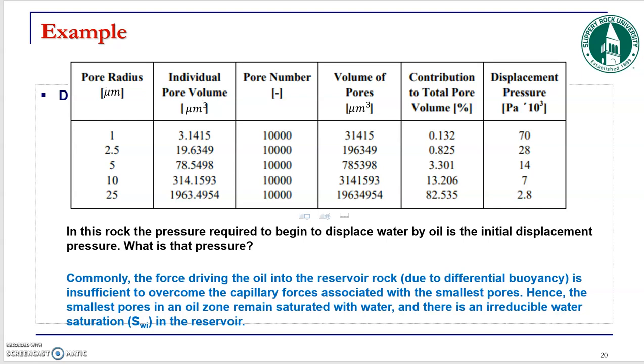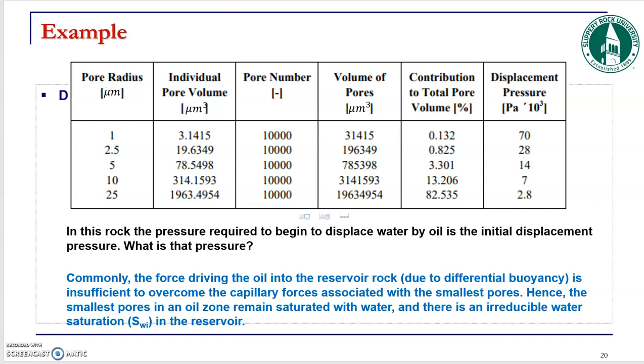based on that you can calculate the contribution to the total pore volume, right? How do you calculate the total pore volume? You just add all the volumes that you have here, right? This is the total pore volume, and then if you divide each of these by the total pore volume, it gives you the percentage of the contribution of each of these pore sizes to the total pore volume. And then you see another number here which is called displacement pressure, and you can see it starts from 70 kilopascal basically for the 1 micrometer pore, and it drops to the lowest value, which is 2.8 for 25 micrometer pore radius.